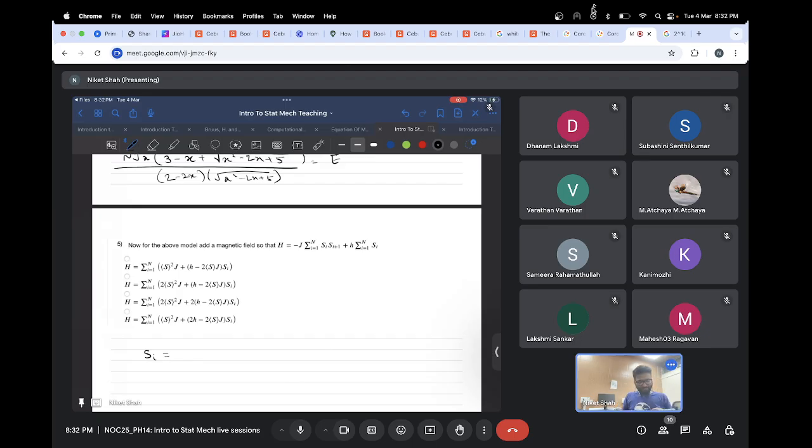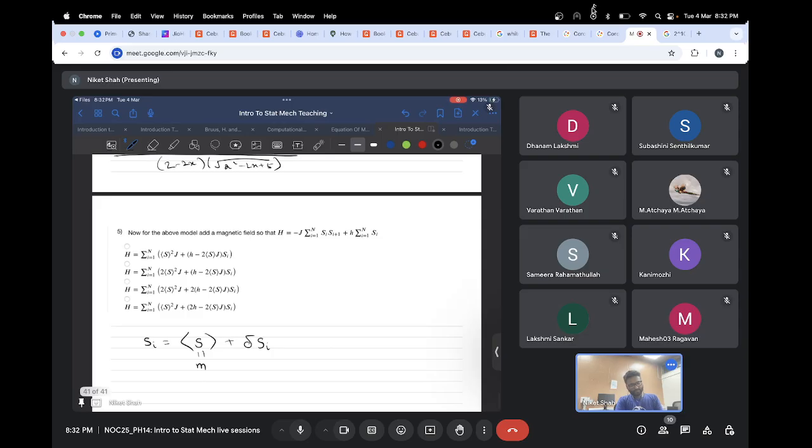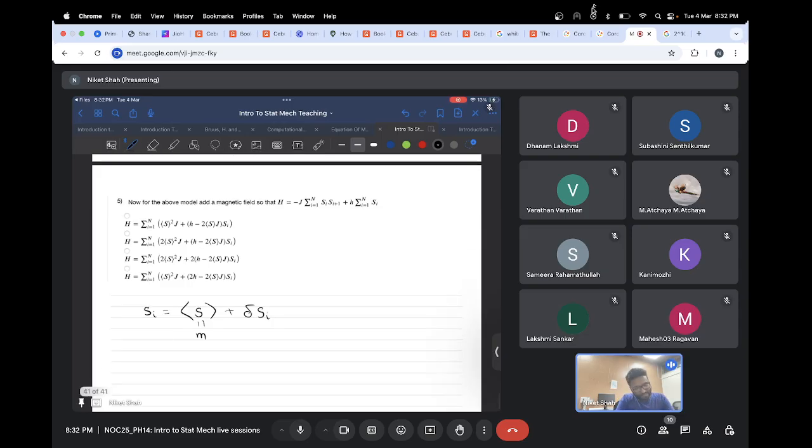Si, which is any spin at the lattice position i, we can write as average S. This is an average value, a mean field value. It is constant for all the spins, irrespective of the position. I will start calling this M and later put it as the expectation of S, because M is a much easier way to write it. Plus delta Si. The i dependence will be incorporated in the fluctuation part. So let's go ahead and replace all the Si and Si plus 1 with these kinds of terms.